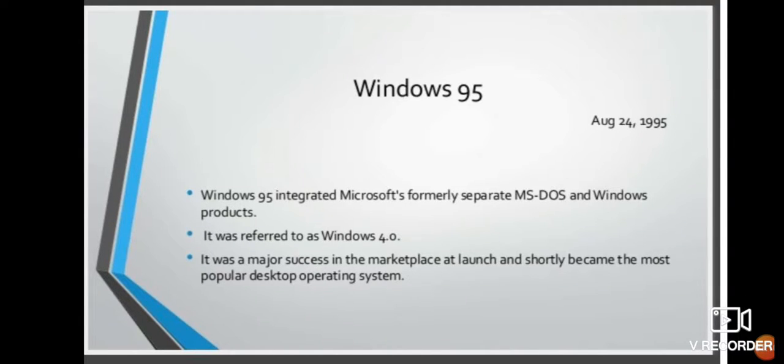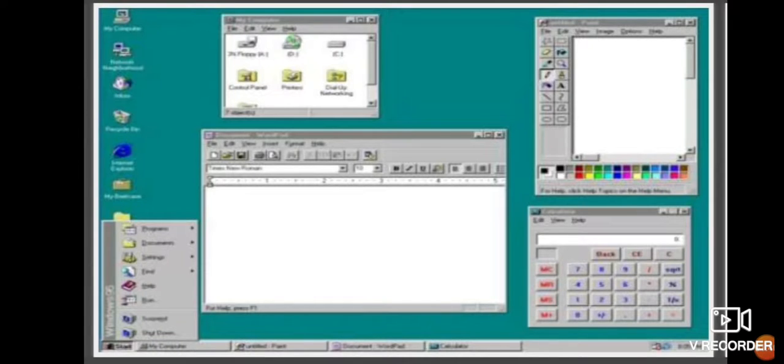After Microsoft Bob was released in March 1995, another version of Microsoft Windows, that is Windows 95, was released on August 24, 1995. Windows 95 integrated Microsoft's separate MS-DOS and Windows products. It was also referred to as Windows 4.0. It was a major success in the marketplace at launch and shortly became the most popular desktop operating system of that time. Here on the screen you are seeing the interface of Windows 95. It was the most popular operating system of that time.